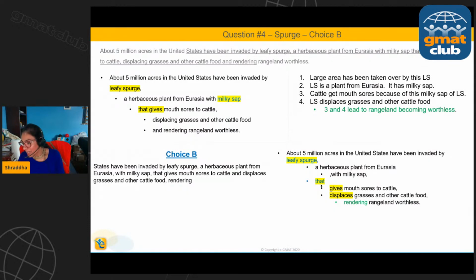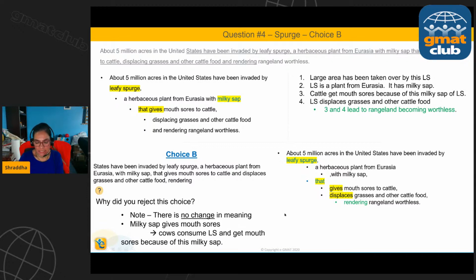so, Jaideep, if you thought that way, you did not do the proper meaning analysis, because you treated milky sap as a different entity and leafy spurge as a different entity. And this is the kind of logic that I want you to think about, because these are the logical dots that you need to connect while you are analyzing the sentence. Okay. All right. So choice B is indeed incorrect.